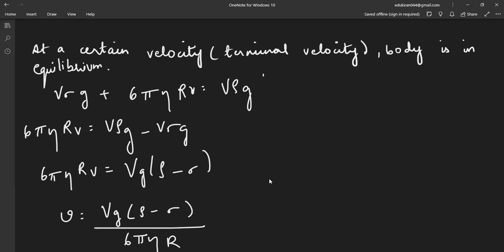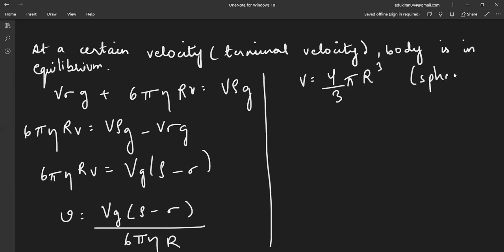Now, just one thing. Volume of a sphere: we are talking about terminal velocity, so we are talking about spherical bodies only. That's why we are studying it under Stokes' law. If it's a spherical body, volume should be 4/3 πr³. This is a sphere, no? We have taken a sphere. If it's another body in the derivation, you will take the volume as different. But this is valid for spherical only. So sphere. Now put the volume from here.